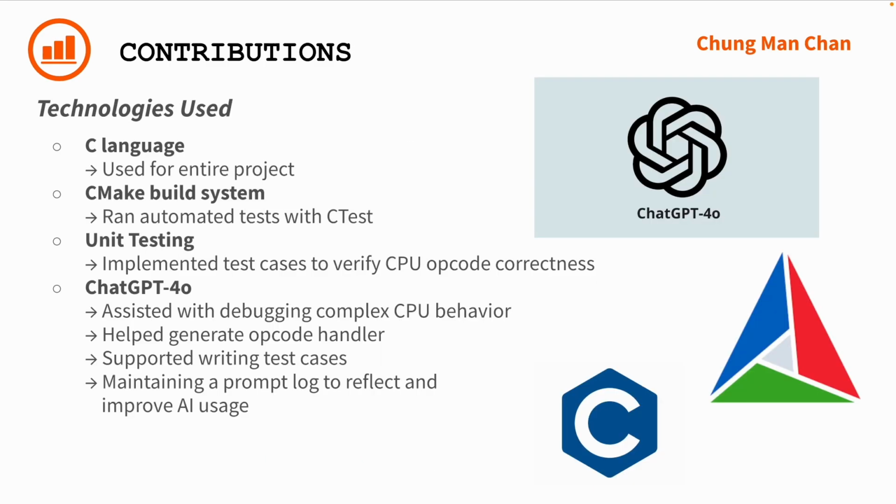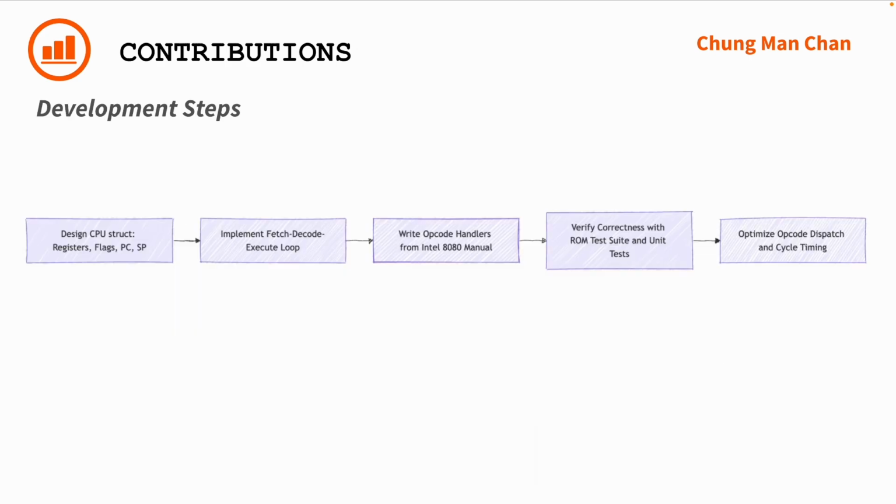For this project, we used C with CMake and CTest for building and testing. I also used ChatGPT 4o to help with debugging, output generation, maintaining a prompt log, and writing test cases. My development steps included designing the CPU struct, building the fetch, decode, execute loop, writing opcode handlers, verifying with RAM and unit tests, and optimizing dispatch and timing.